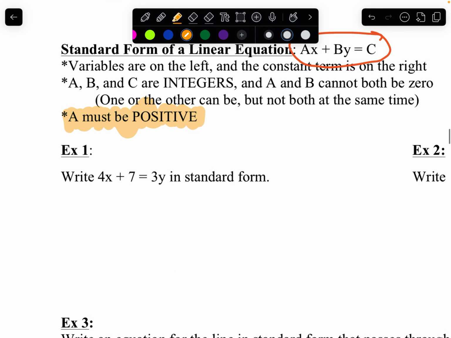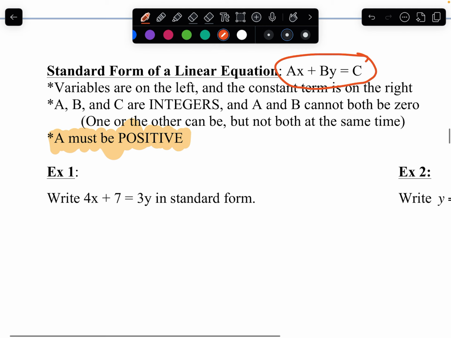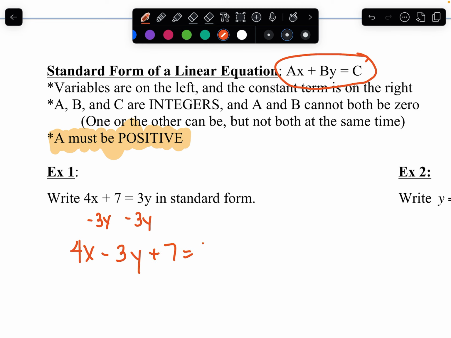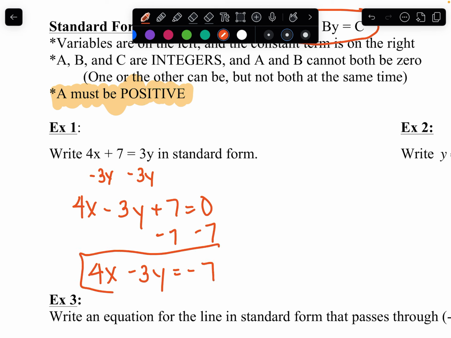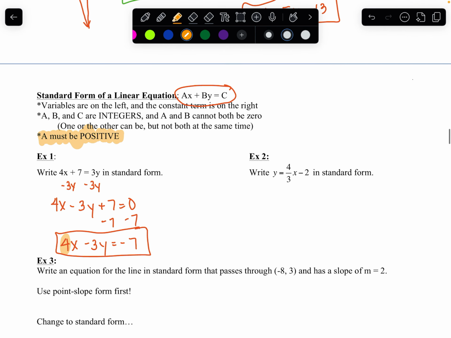So what we're going to do is first write 4x plus 7 equals 3y in standard form. We have to move that 3y out of the way, which would give us 4x minus 3y plus 7 equals 0. My last step is to subtract 7 from both sides. So we get 4x minus 3y equals -7. They're all integers, and again, a is positive. That's a big thing here.